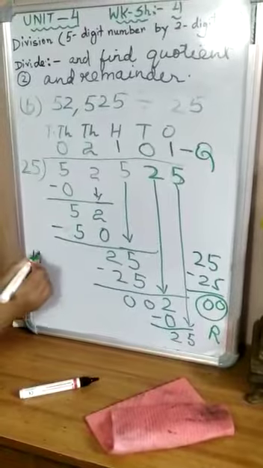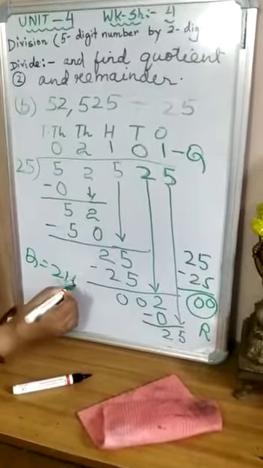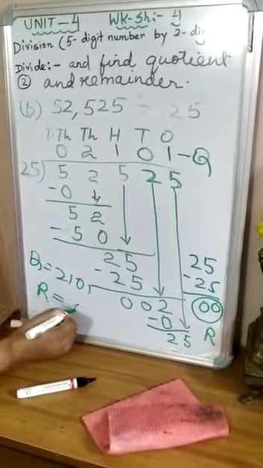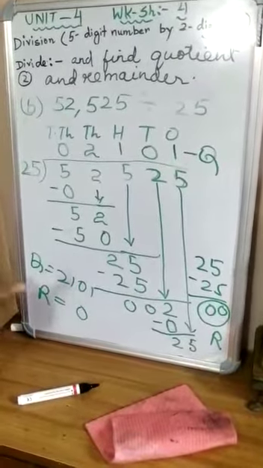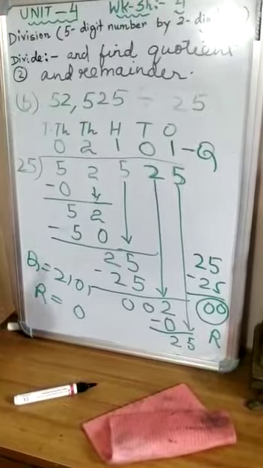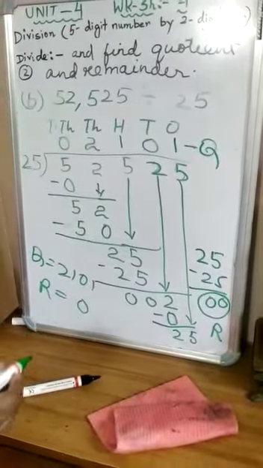So the quotient is 2101 and the remainder is 0. So children, your classwork is question number 1 of worksheet 4, unit number 4, and question number 2 of worksheet 4, unit number 4 is your homework.